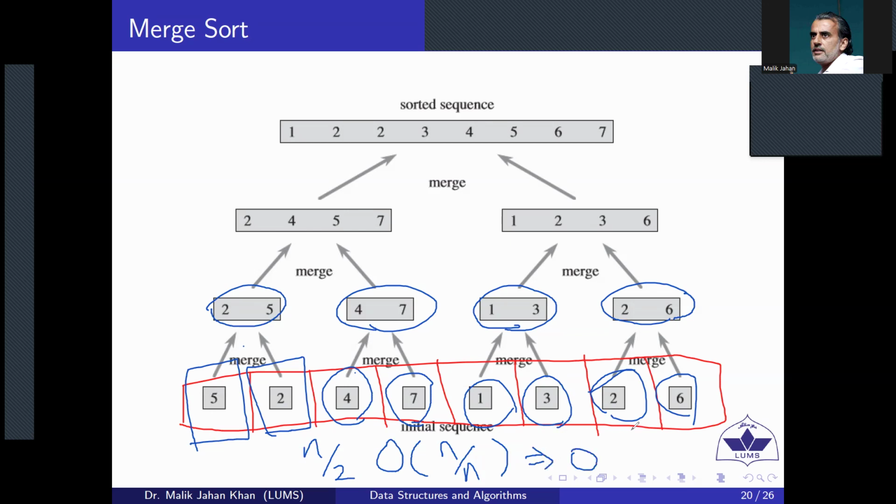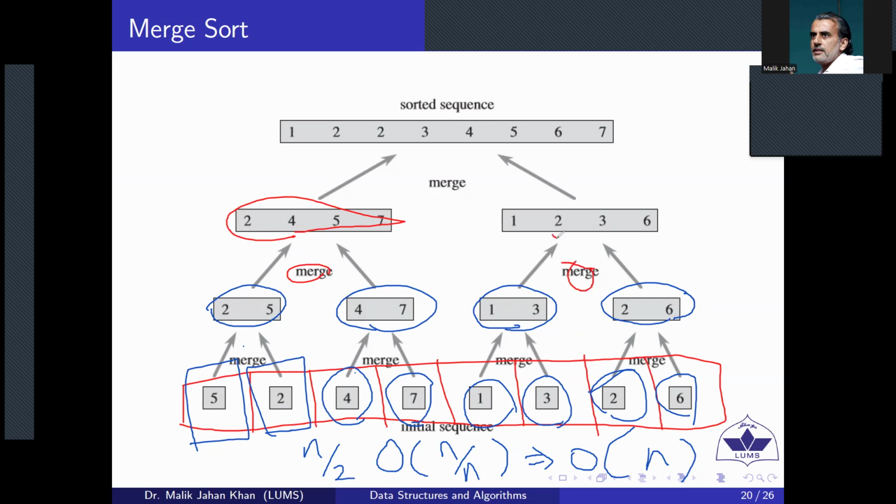So on the bottom, we have spent big O n to get the 4 sequences given in blue on the second last row. Then we combine these two, the 2, 5 and 4, 7 sorted sequences. We call this merge procedure, and we generate this output. We do the same thing over here. We call the merge procedure once more.